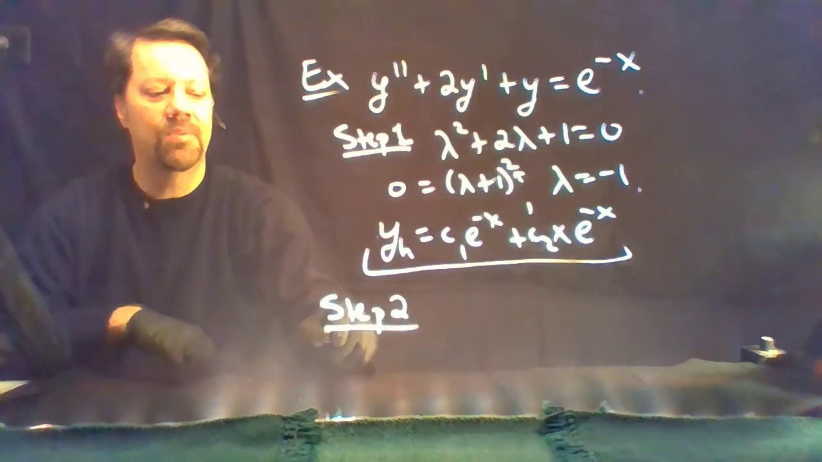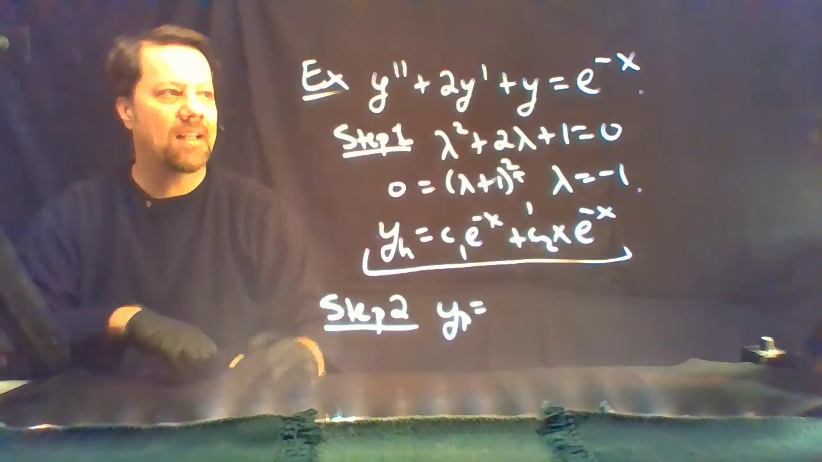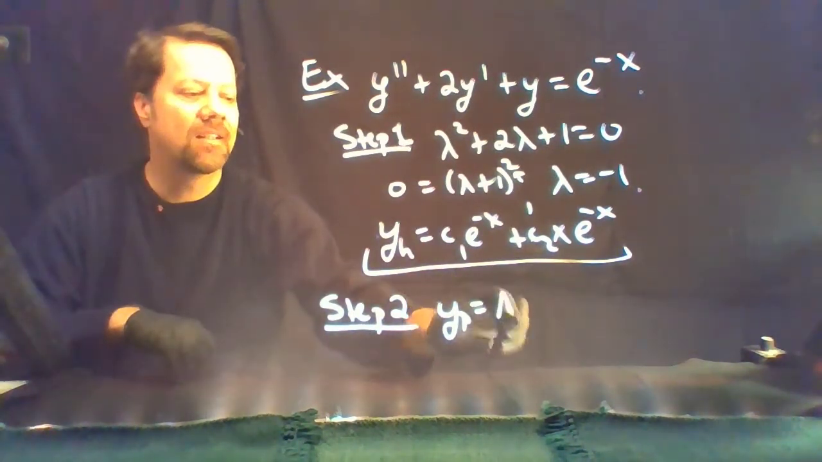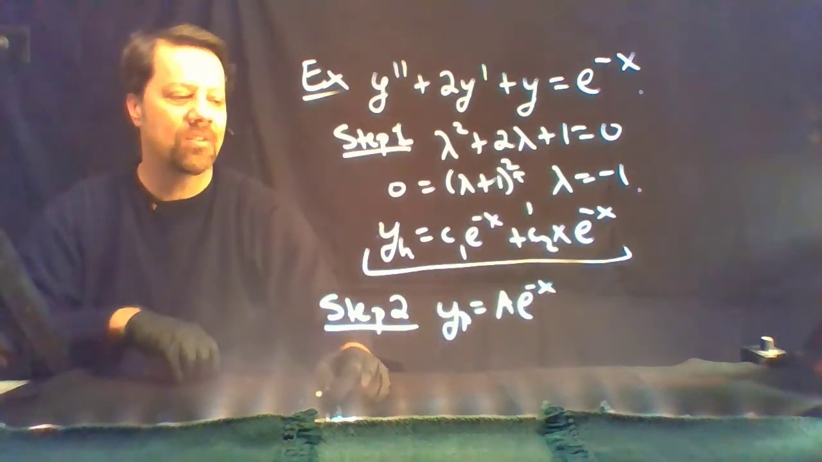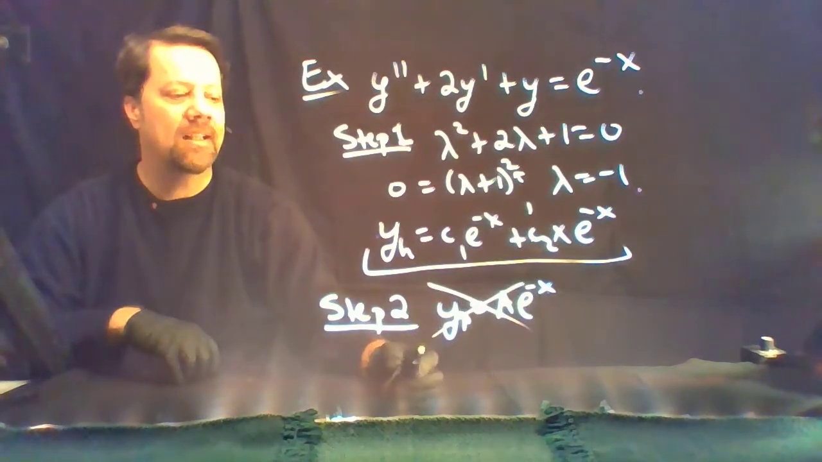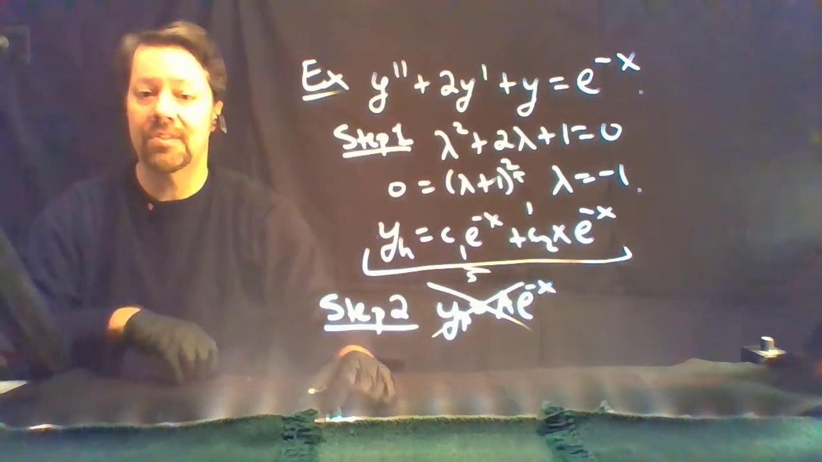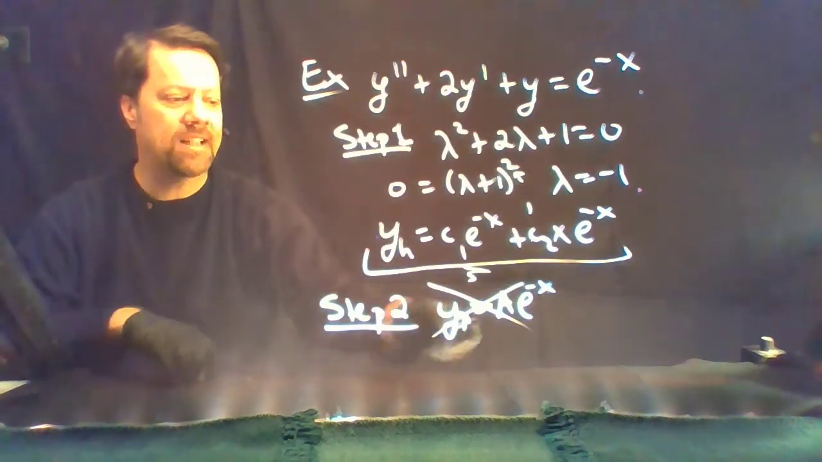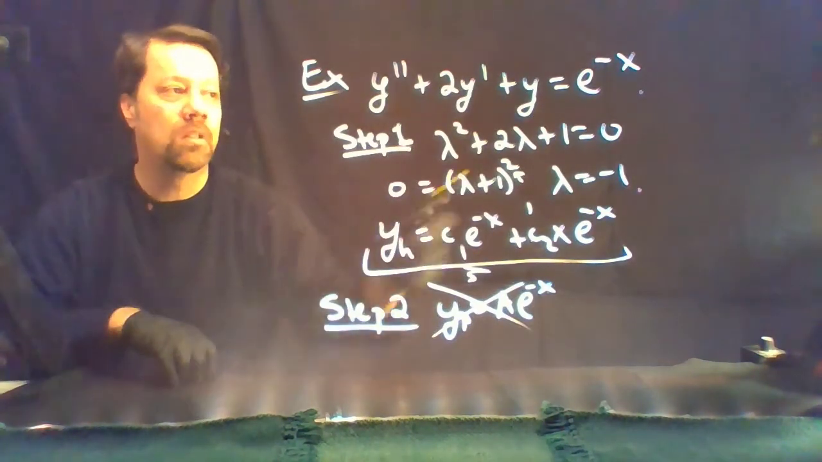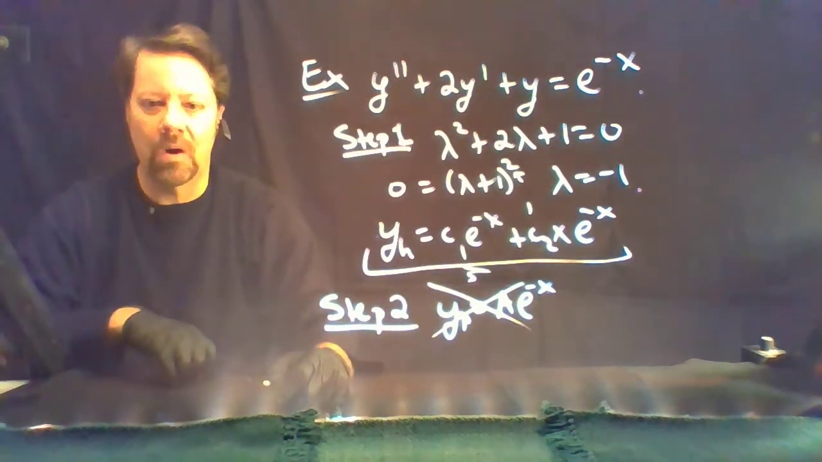In step 2, we have to make a guess. Now, since the forcing function involves e to the negative x, you might guess that a e to the negative x would be a reasonable choice, but it's not. The reason it's not is that anything of this form is already in the homogeneous solution set, which means that if you plug this into the left-hand side in the differential equation, you will get 0, not e to the negative x. So this is wrong.